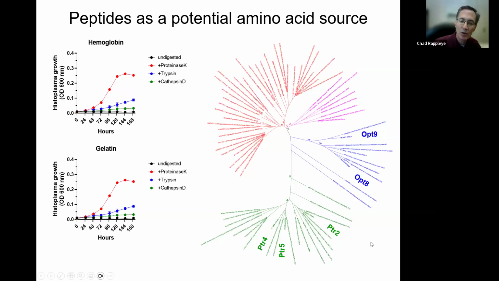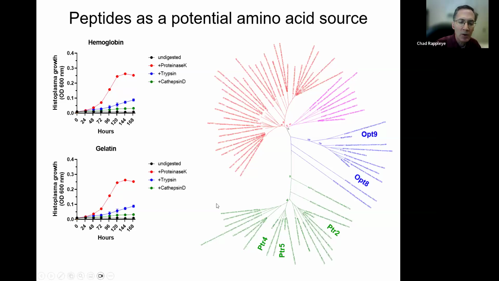OPT9 and 8 are in one group right here, which are very similar to a number of the oligopeptide transporters of Candida albicans and other fungi, as well as 3 in the PTR family that you can see down here. So this is going to be our focus for the next while for functional genetics information.